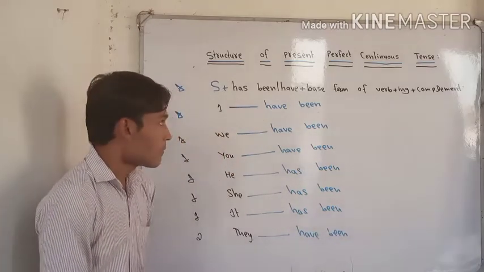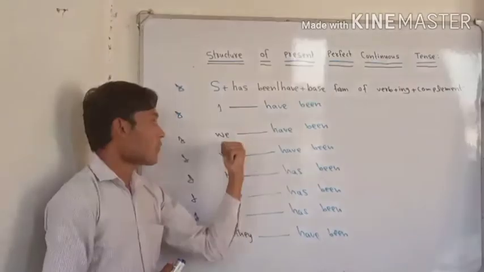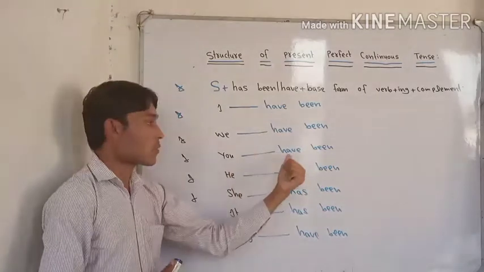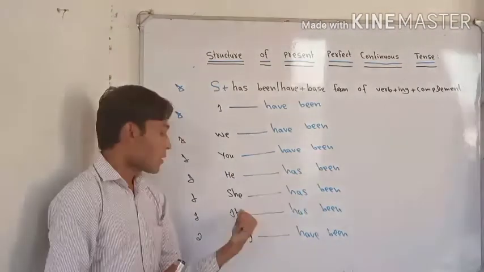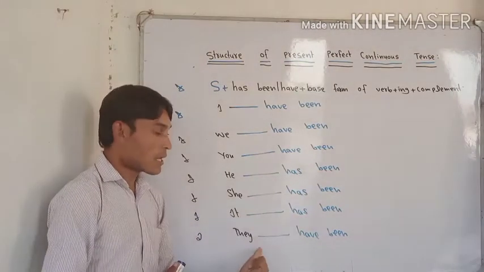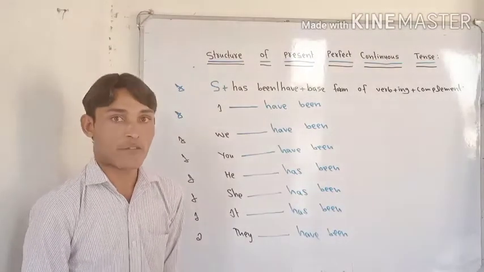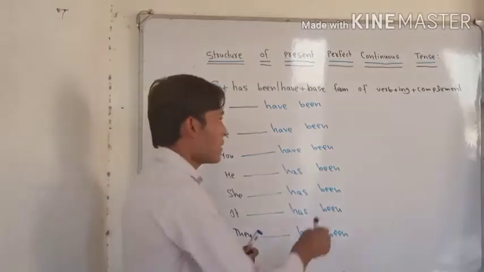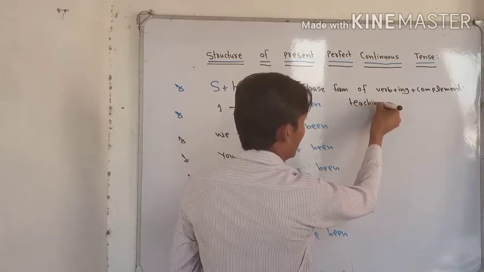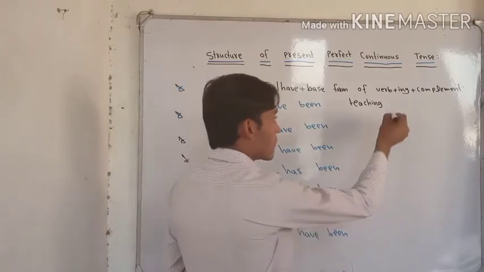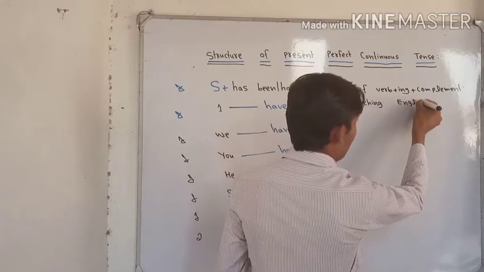If you look here, we have 7 subject pronouns. I is followed by have been, we by have been, you by have been, he by has been, she by has been, it by has been, and they by have been. Now these are all followed by the first form of verb. So let's add the first form of verb. For example, I say that I have been teaching English.